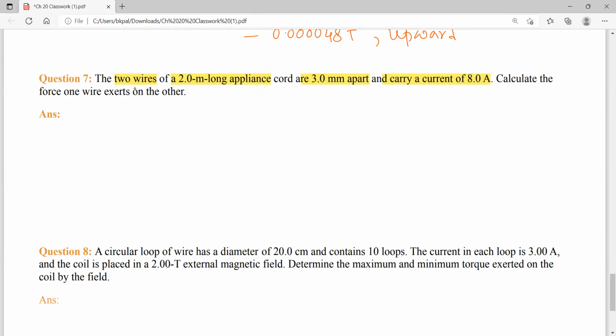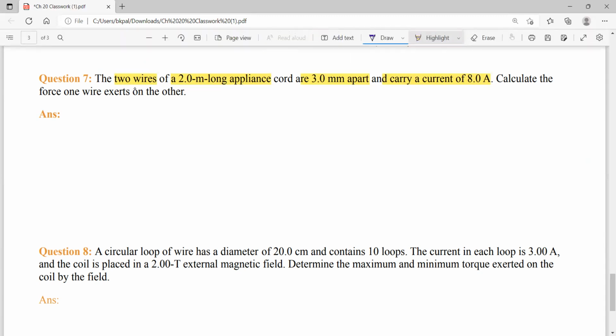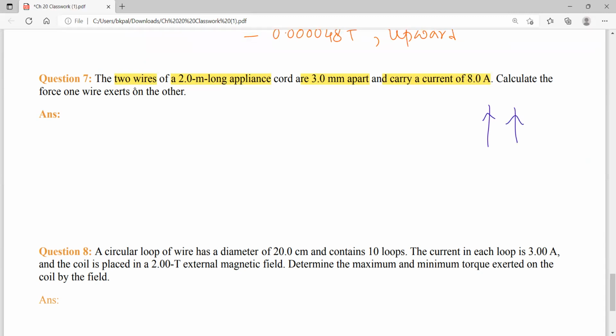But now you know that if they are parallel, then they attract each other. If they are anti-parallel, then they repel each other. So you already know that, right? So here, fortunately, you don't need to do that. You just need to calculate the force. And the force is mu0 over 2 pi, I1 I2 over d, times L.